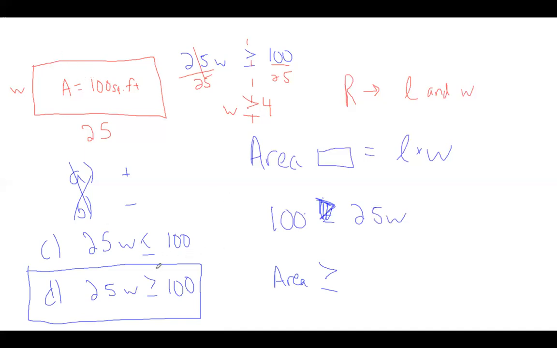So maybe you picked C and solved for it, but then it wouldn't make sense when you thought about it, because W can't be less than 4. Because if W is 3, then our area is only 75, okay?